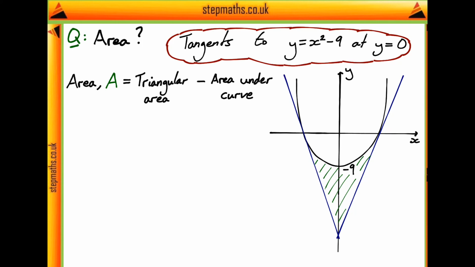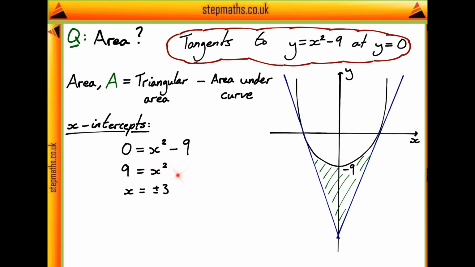If we try to find our triangular area, then to find the area of a triangle, we just need the width of our triangle and the height of our triangle. To find the width, we need our x-intercepts, the points where our curve intercepts the x-axis. This is where y is 0. So we can take our equation for our curve, set y equals 0 and solve for x, which gives us these two x-intercepts of minus 3 and plus 3. So we know that the width of our triangle is going to be 6.